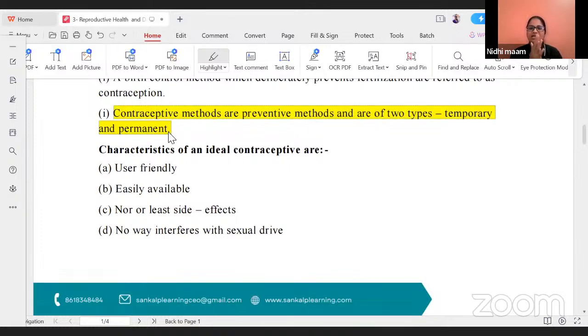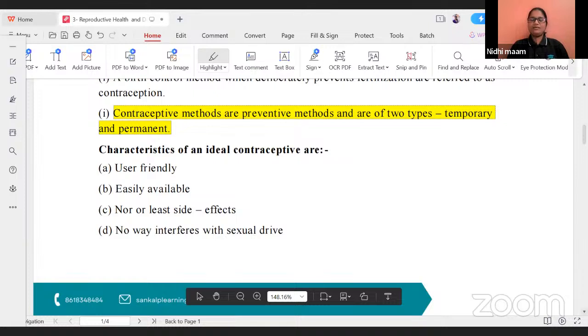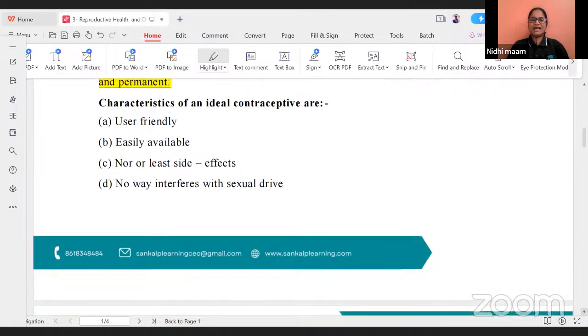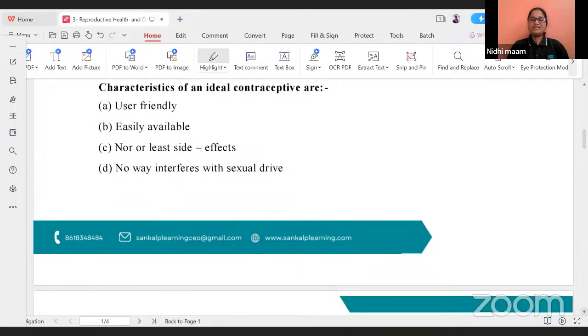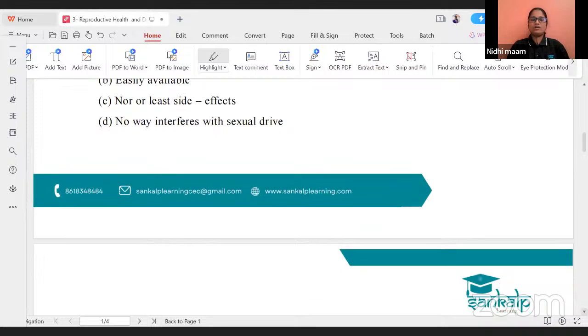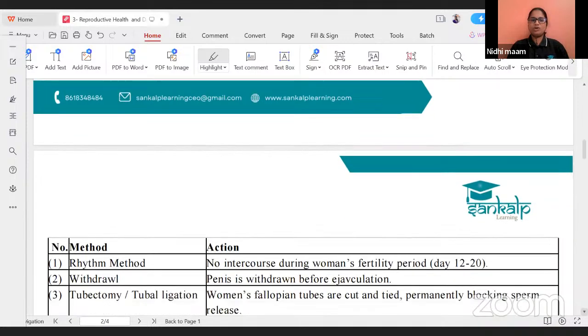Then here we have to deal with the definition of contraceptives. What are contraceptives? These are preventive methods to avoid becoming parents or becoming pregnant. These are of two types, one is temporary and the other is permanent. What are the characteristics of an ideal contraceptive? It should be user-friendly, easily available, have no or least side effects, and it should not interfere with the sexual drive or sexual energy.